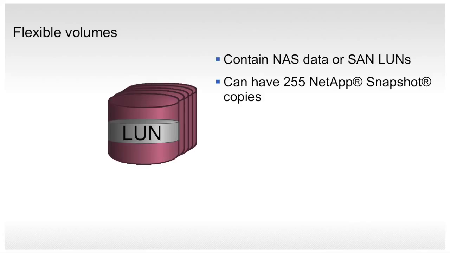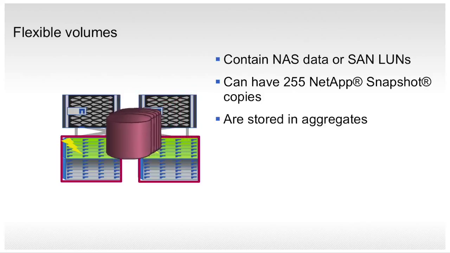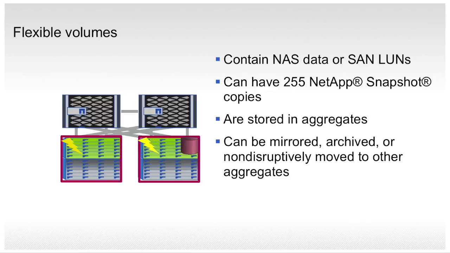When a snapshot copy of a flexible volume is created, a read-only copy of the data in the volume at that point in time is created. That means that application administrators can restore LUNs using the snapshot copy, and end users can restore their own files. Flexible volumes are stored in aggregates, and aggregates provide the raw storage required by the flexible volumes. Flexible volumes can be mirrored, archived, or non-disruptively moved to other aggregates.